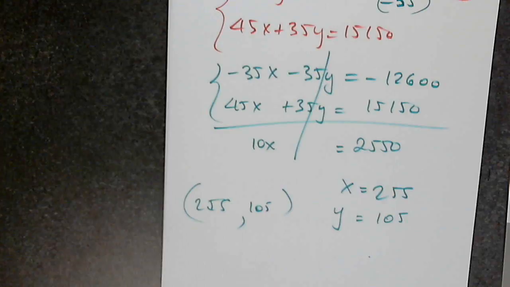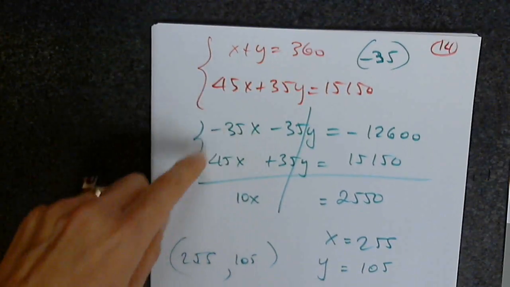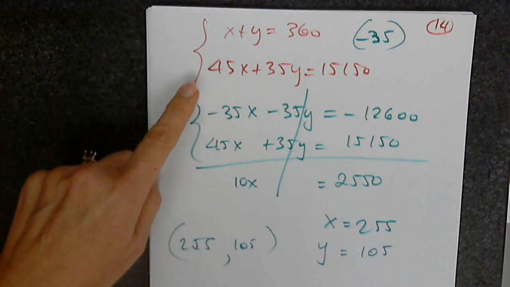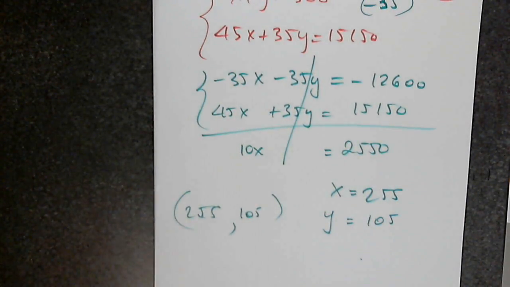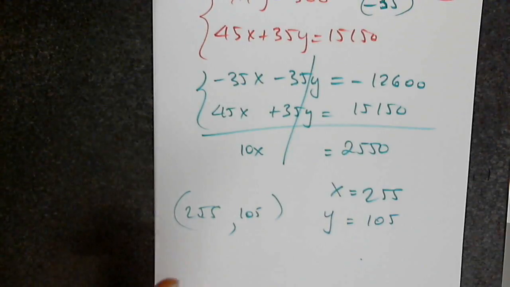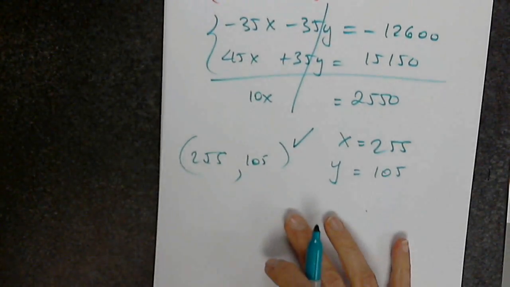Is it true? I don't know. What do I have to do now? Plug in the x plus y. Of course. This is definitely 360. I know 255 plus 105 is 360, but I don't know if this works. So 45 multiplied by 255 plus 35 multiplied by 105. And if the answer is not 15150, I have to start from scratch. But I checked in both equations and it works.